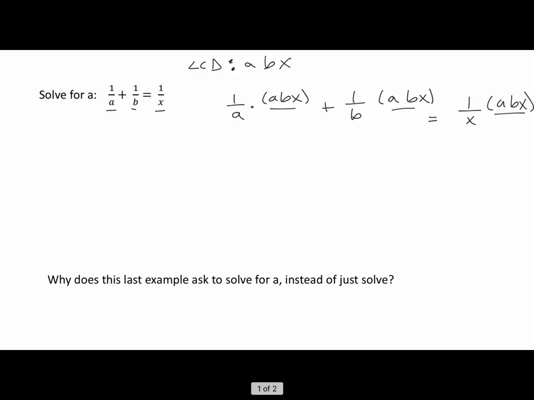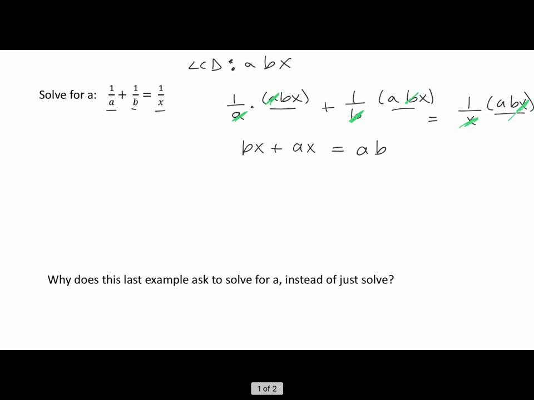Then I'm going to cancel out any denominators. So if I cancel out a for that first term, it still leaves 1 times b times x. And for the second term, if I cancel b, that still leaves 1 times a times x. And on the other side, if I cancel out the x factor, that still leaves 1 times a times b.